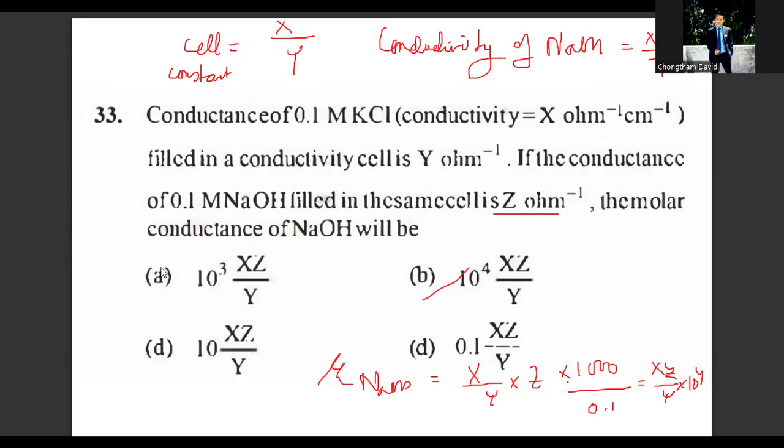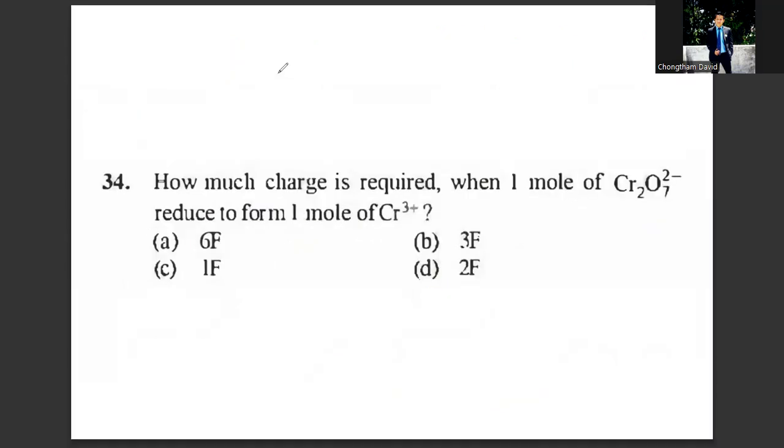How much charge is required when 1 mole of dichromate is reduced to form 1 mole of chromium 3 plus? See, there is a total of 6 electrons. These 6 electrons are required to form 2 moles of chromium. You write the ionic equation and you're going to understand much clearer. So to form 1 mole of chromium, you require 3 electrons. That means for 1 mole of chromium, 3 Faraday of charge would be required. So the answer would be 3F.